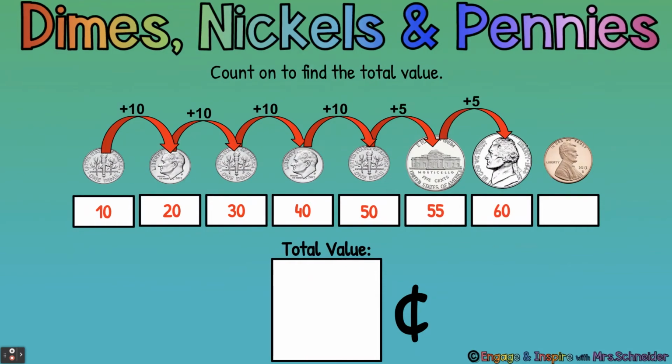Good job. Now we're going to stop and we're going to switch and count up 1. What is 60 plus 1? 61. Good job. So the total value is 61 cents.